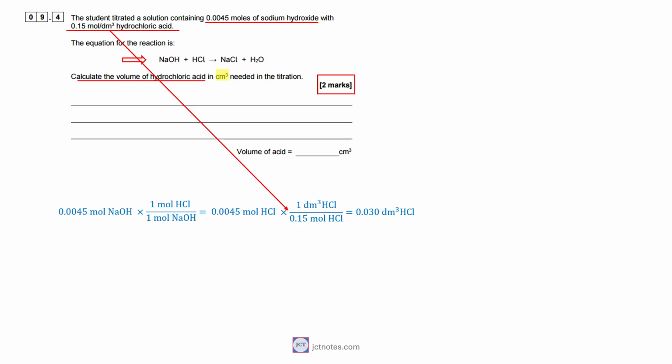For the second mark, we have to fulfill the final requirement of the prompt, converting the volume into cubic centimeters. To convert cubic decimeters to cubic centimeters, we multiply our value by 1000 because there are 1000 cubic centimeters in a single cubic decimeter. So, we take 0.030 and multiply it by 1000. This gives us our final answer of 30 cubic centimeters. Writing 30 on the answer line locks in the second mark.